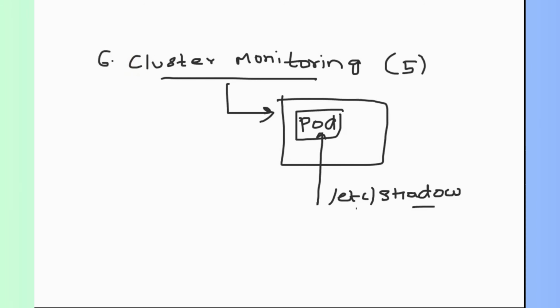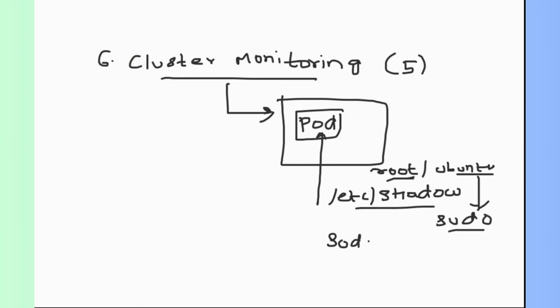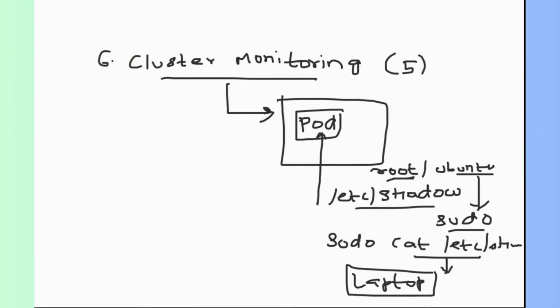Let's say your pod is running with a specific user. It can be root, and if it is running as root, there itself it's a problem. Let's say it is running with some user called Ubuntu, and this user, using sudo, is trying to access this file location called /etc/shadow. He uses the command sudo cat /etc/shadow, and let's say he got some sensitive information. He saves this information on his personal laptop, in a notepad or somewhere, and this person can be a hacker as well.